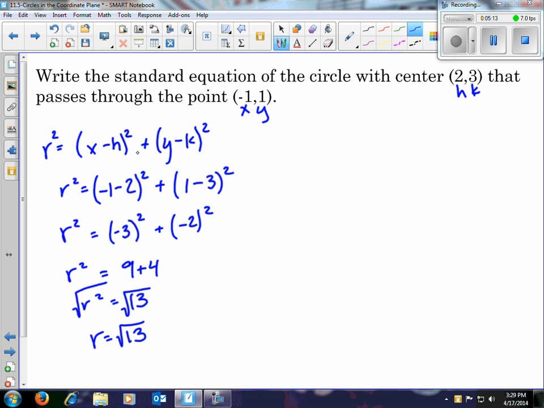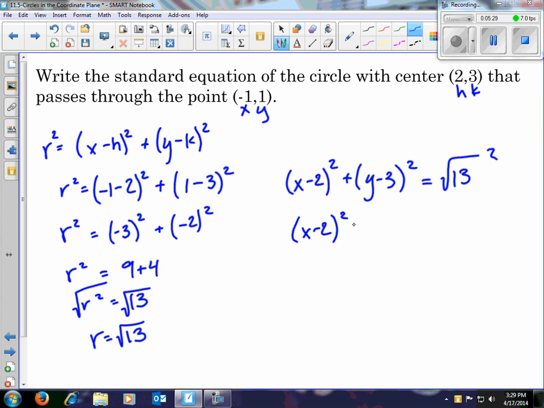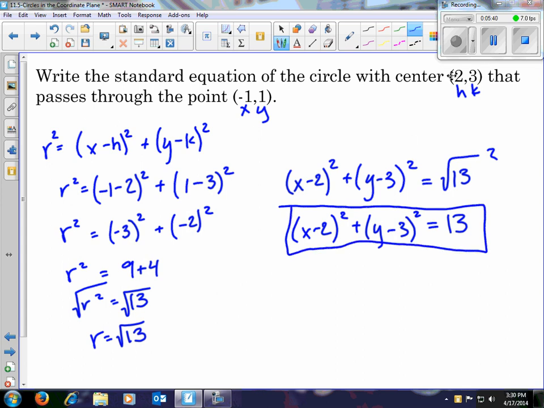So again, I have the same formula. So I have x minus 2 squared plus y minus 3 squared is equal to the square root of 13 squared. So then I have x minus 2 squared plus y minus 3 squared is equal to 13. So this would be my equation of a circle in standard form of a circle that has the center at point 2, 3 and passes through the point -1, 1.